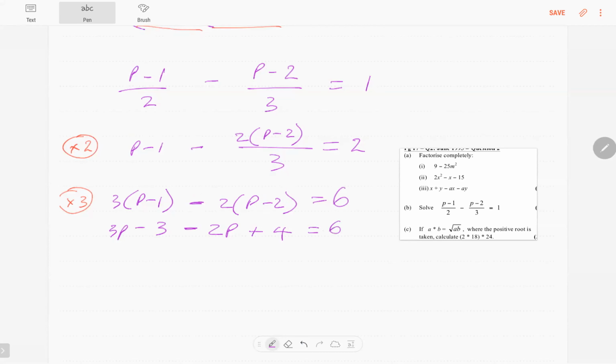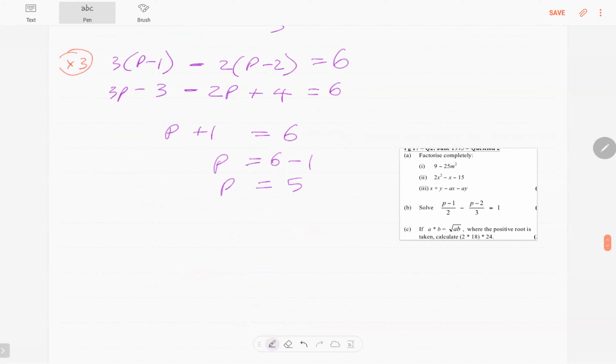Equals 6. And then this 3p minus this 2p gives p. This minus 3 plus this 4 gives plus 1, equals the 6 over there. Carry the 1 over and subtract it. We get p equals 6 minus 1, p equals 5. All right, that's that.